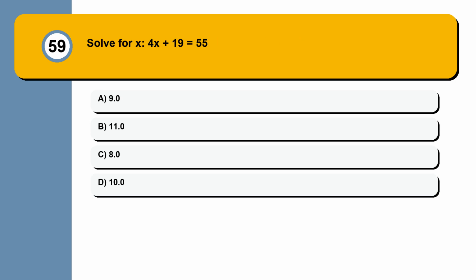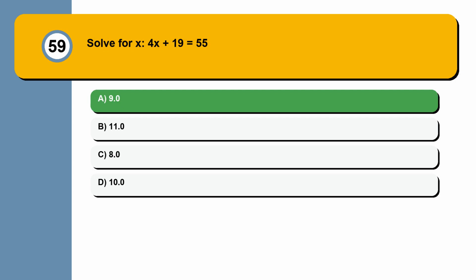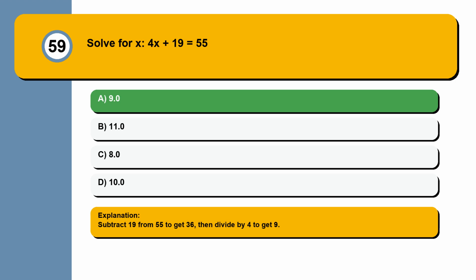Question 59. Solve for x. 4x + 19 = 55. 9.0, 11.0, 8.0, 10.0. Subtract 19 from 55 to get 36, then divide by 4 to get 9.